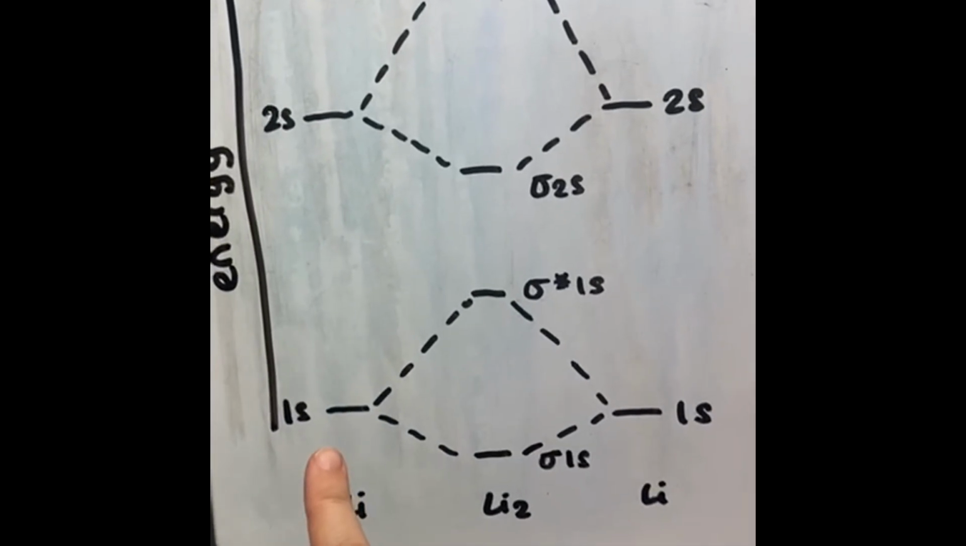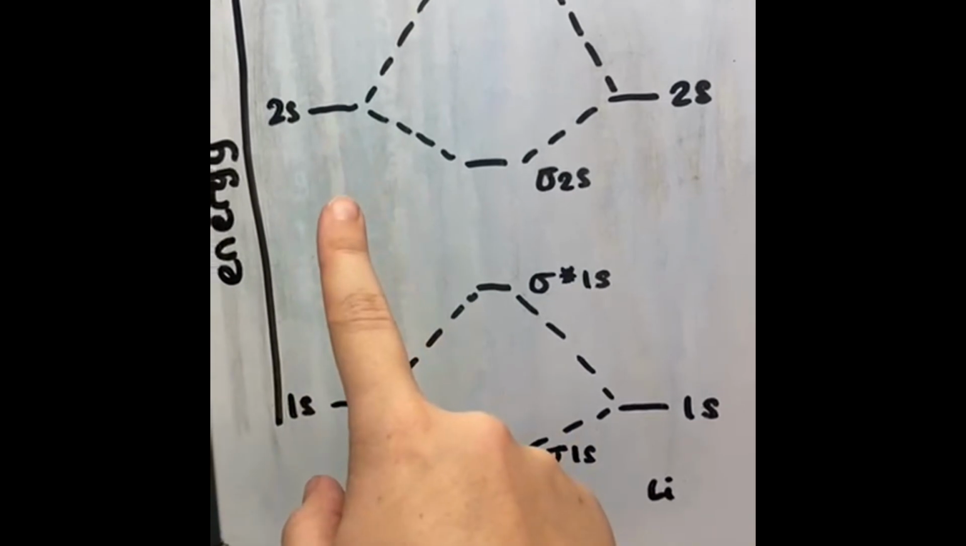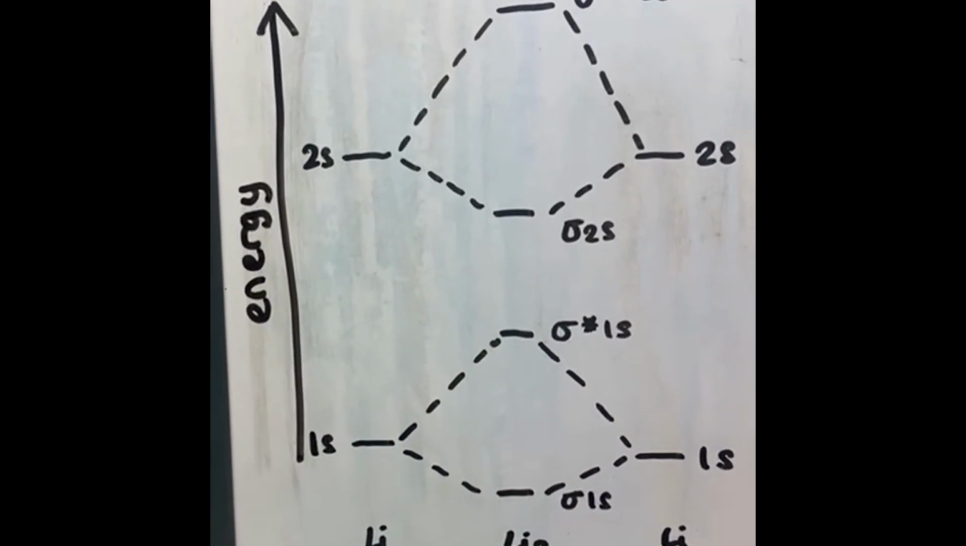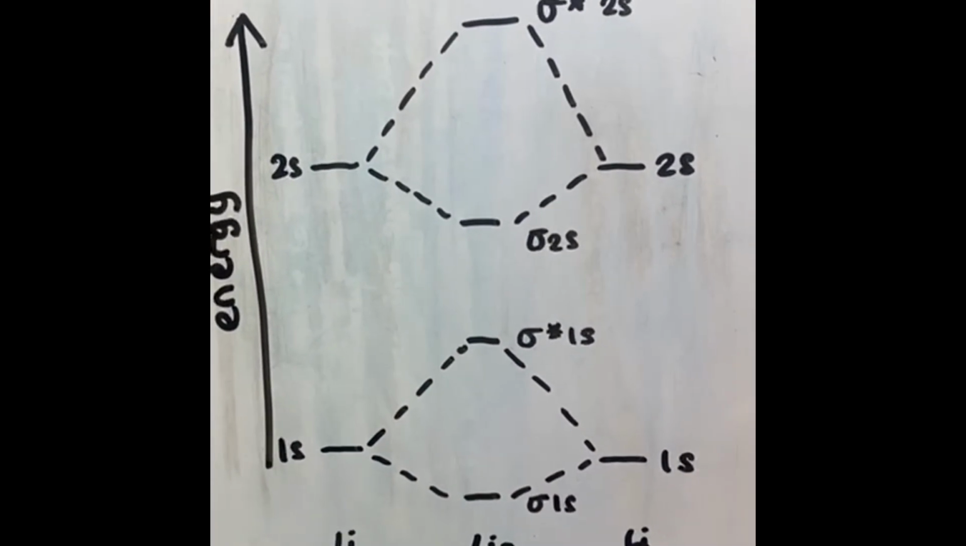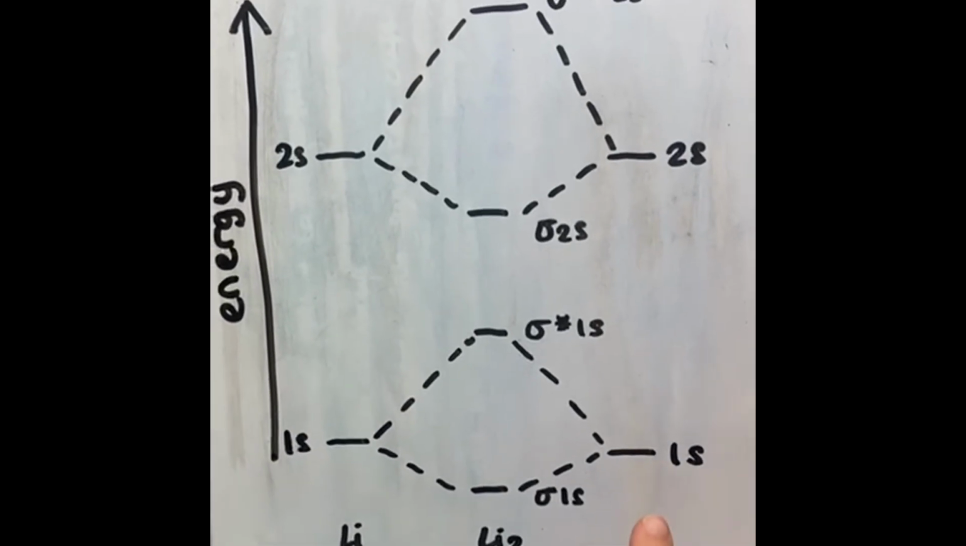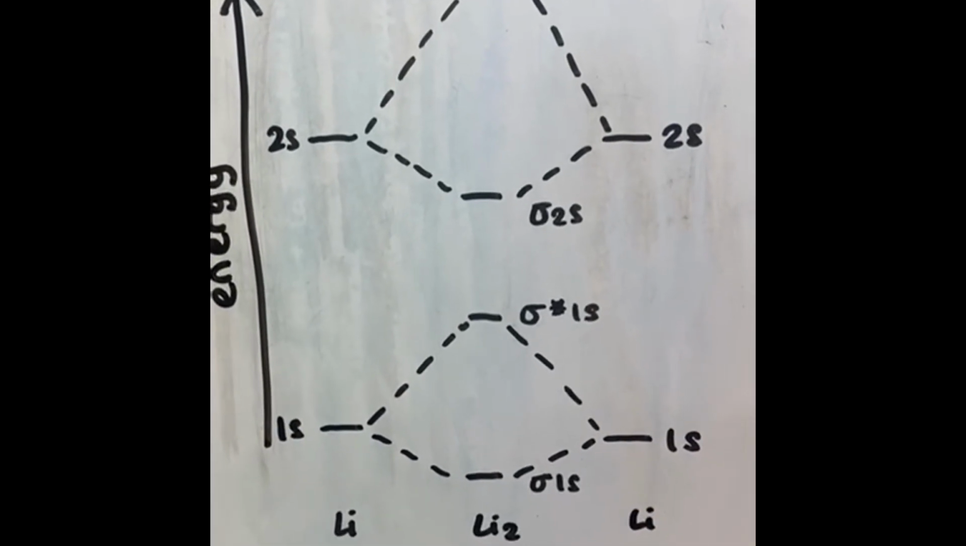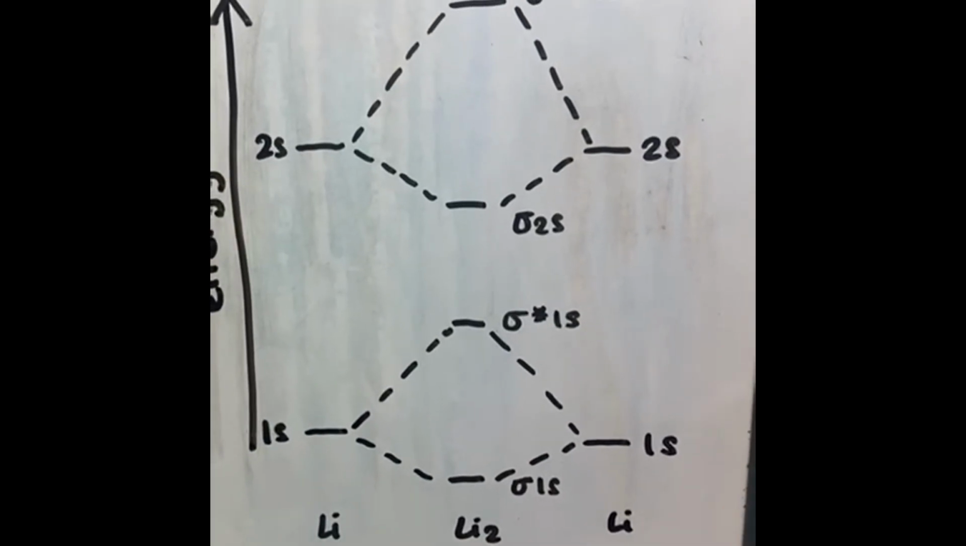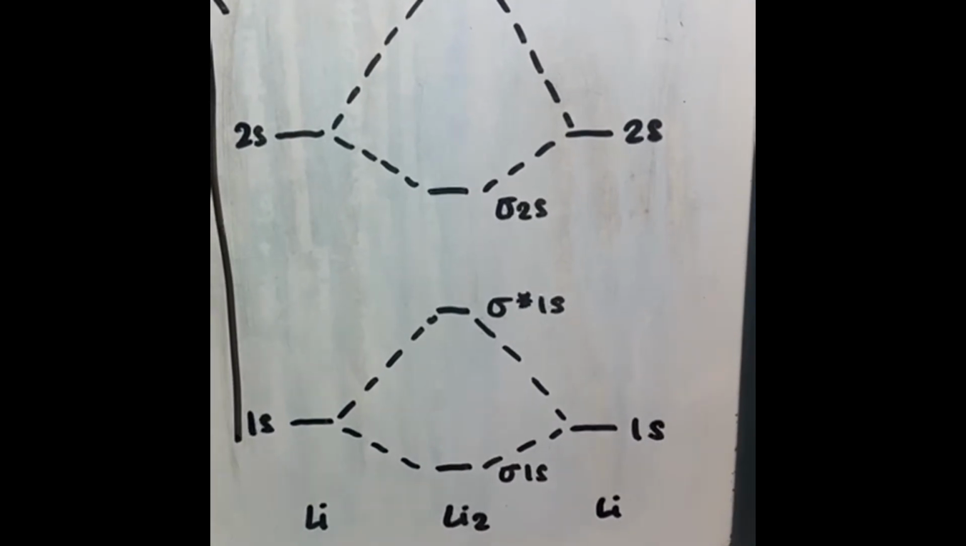So we have the 1s orbital for lithium and the 2s orbital for lithium. We don't have any p orbitals in lithium, so we don't have to worry about that. Then the other lithium atom is exactly the same, the 1s and the 2s. Now we have to worry about the overlap that we learned in the second part of this video.